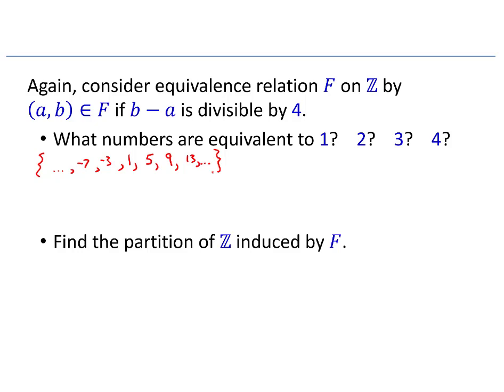Which numbers are equivalent to 2? Again, I can play the same trick. Let's add 4, then add 4 again, and 4 again, and so on and so on. And all those numbers are going to be equivalent to 2. And I can work backwards. -2, -6, and so on. Let me write out the other sets as well. Here we go.